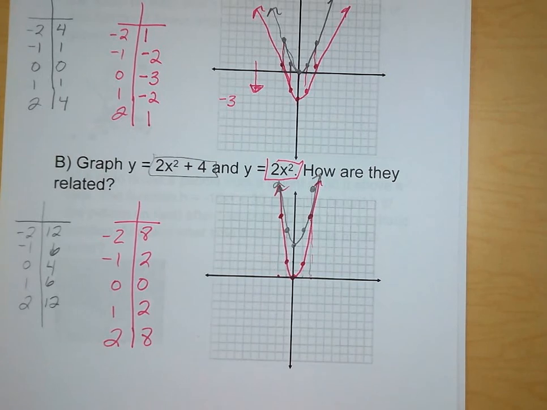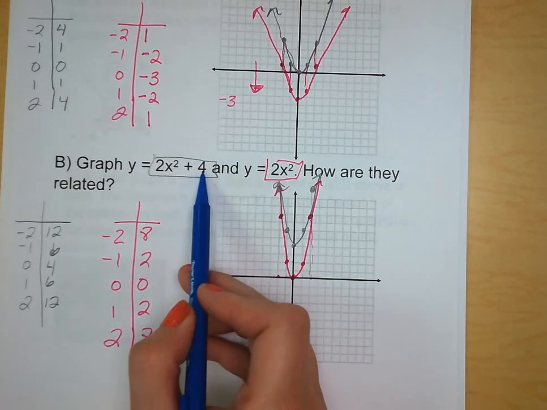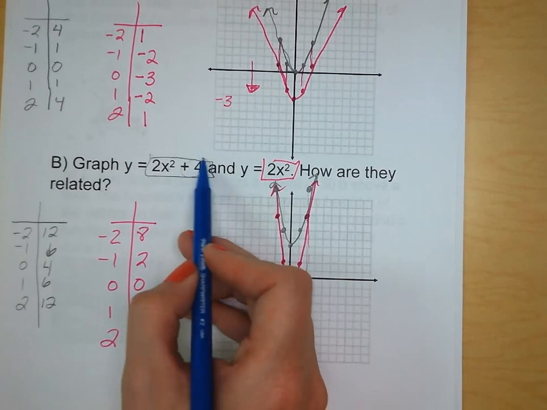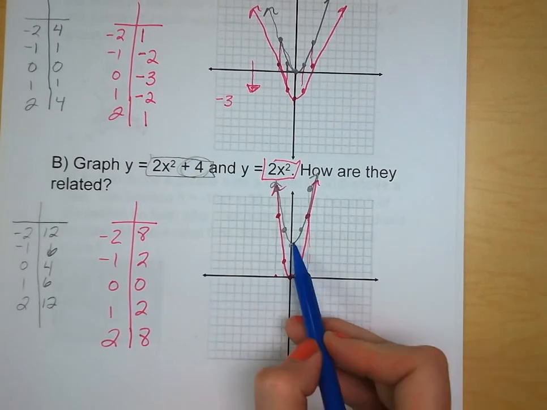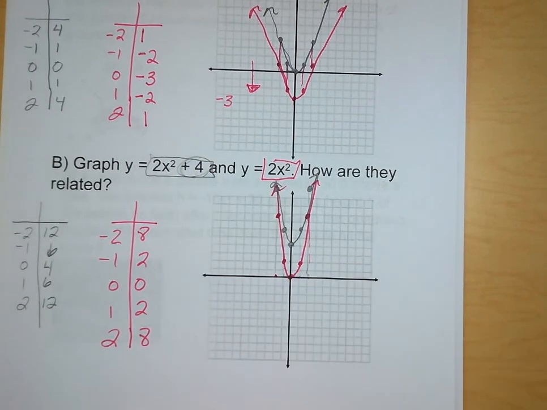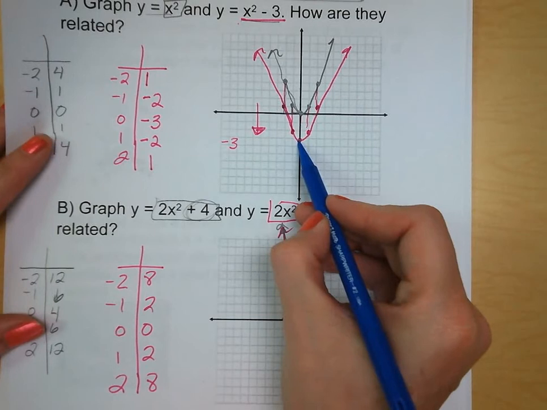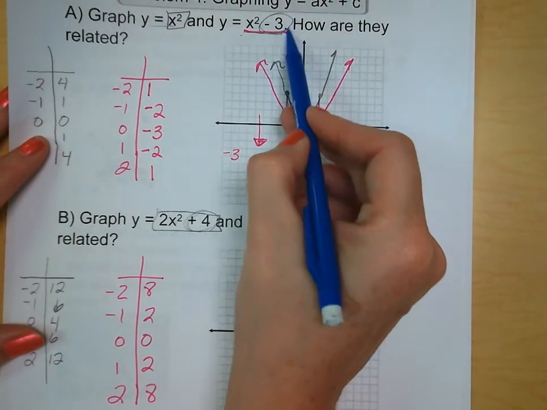One thing to notice is when there is no middle term and it's just 2x squared plus 4, that plus 4 tells us where our y-intercept is going to be. We are 4 units up. For problem A, it was at -3. We were -3 units. That tells you where that y-intercept is going to be when it's in this form.